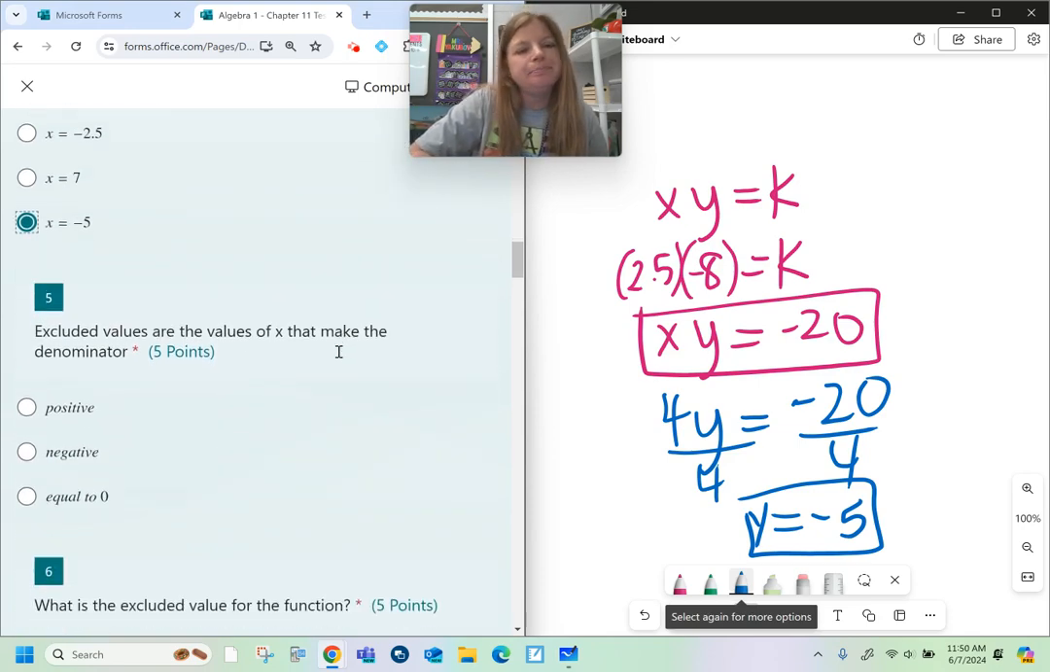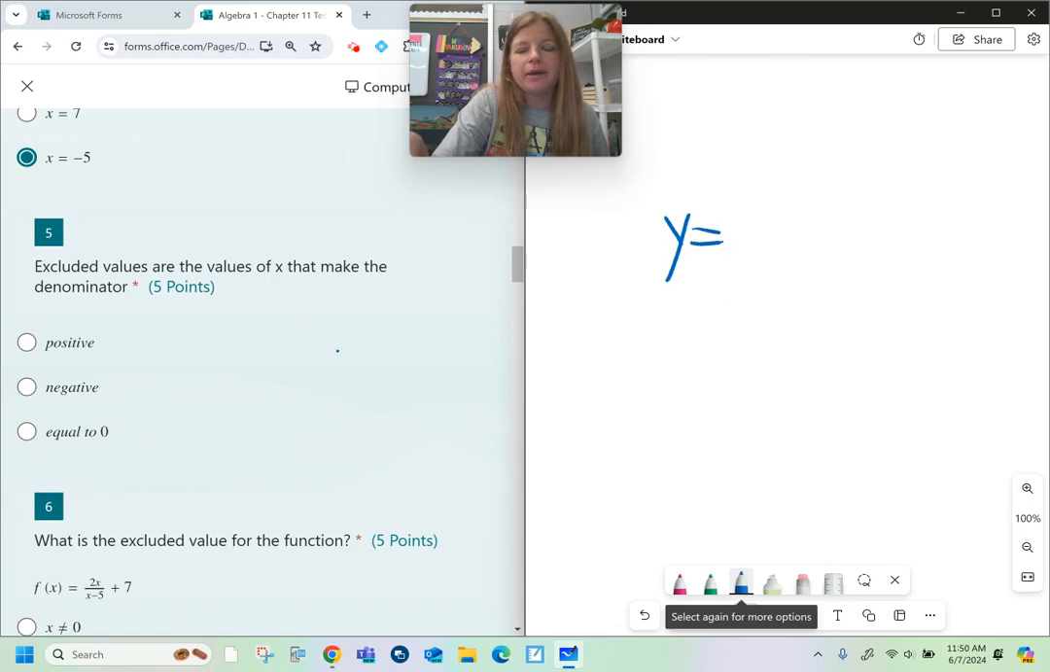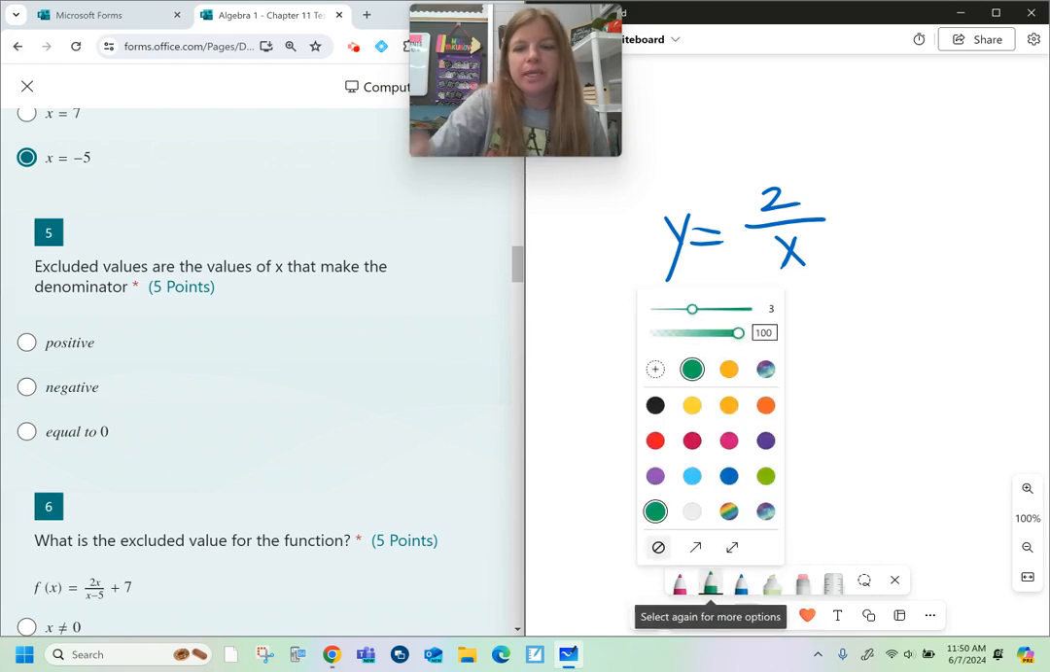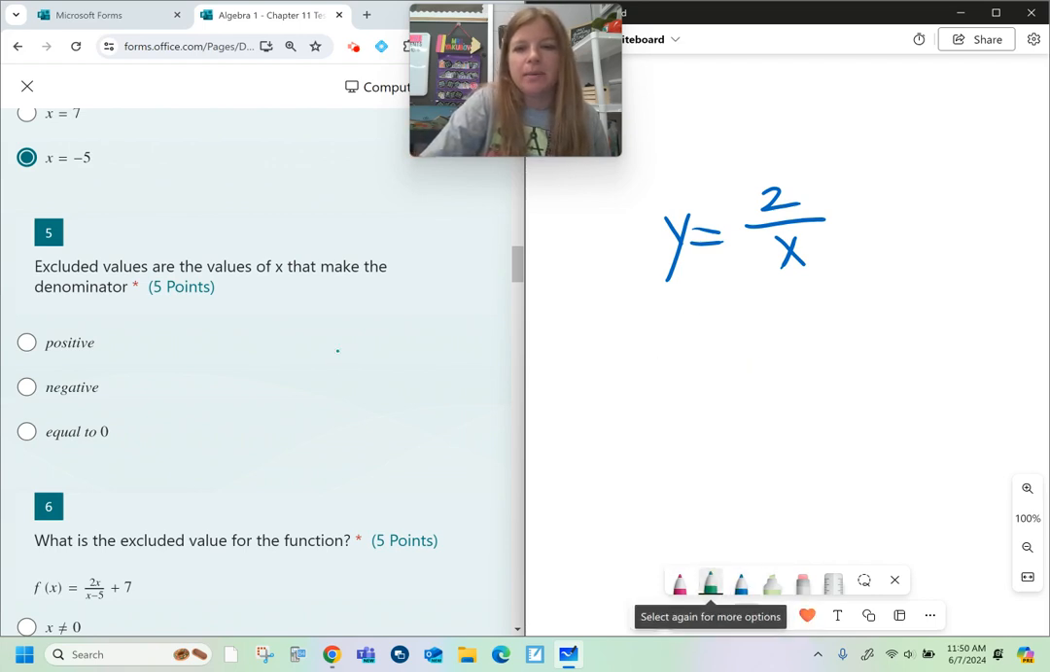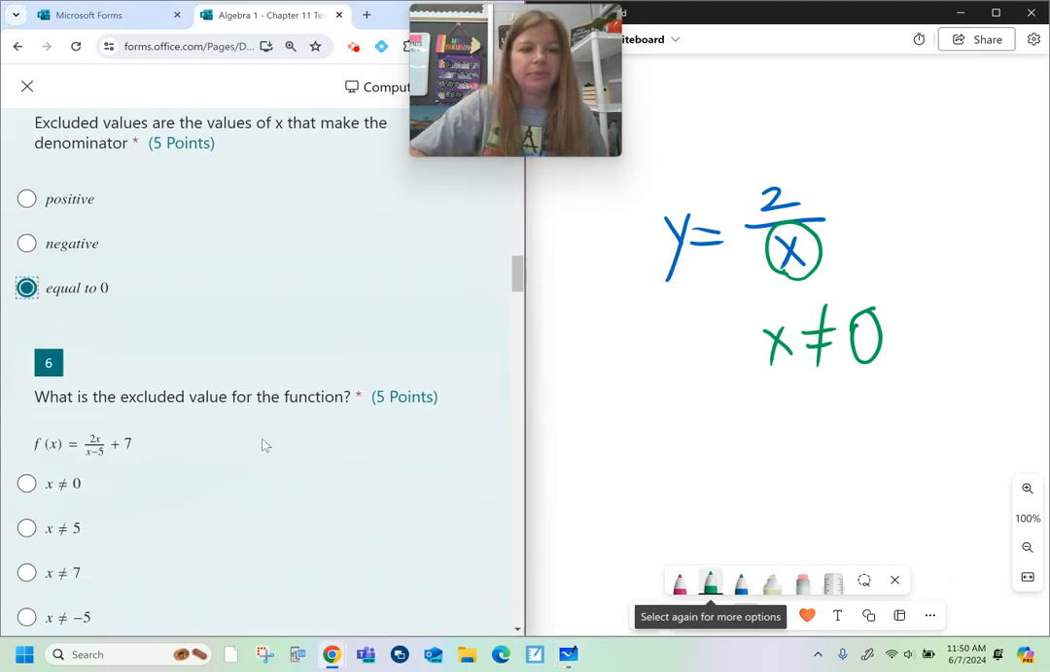Excluded values are the values of x that make the denominator 0. You are not allowed to have a denominator that is ever equal to 0. So here, if I have y equals 2 over x, x is allowed to be any number in the world except for 0. Because if it was 0, I can't do 2 divided by 0. But x can be 1, x can be 2, x can be -1, x can be -2. It just can't be 0.